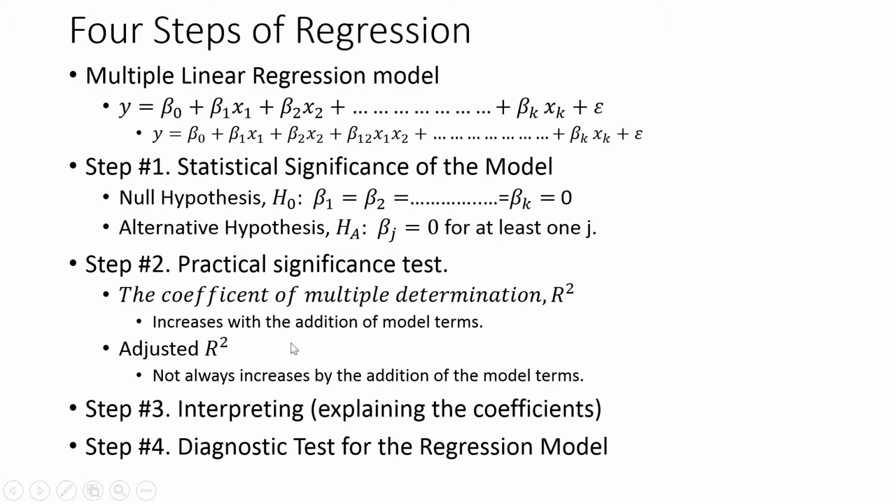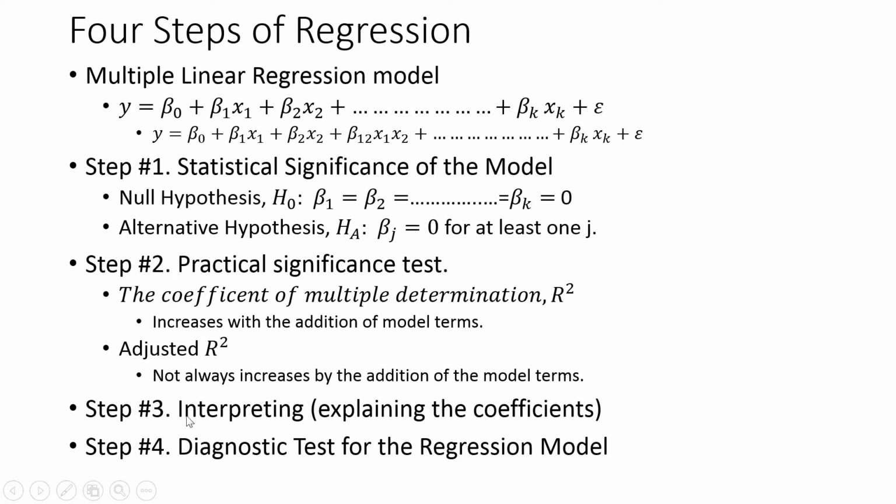The measure for practical significance is the r-square value. Now typically if we add more terms in the model, the r-square value increases. That's why we use adjusted r-square, which does not necessarily increase when we add more model terms. So this is more appropriate to use when you have a lower sample size. But if our sample size is large, they should both be very close to each other.